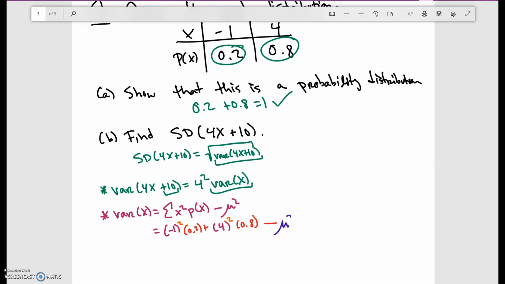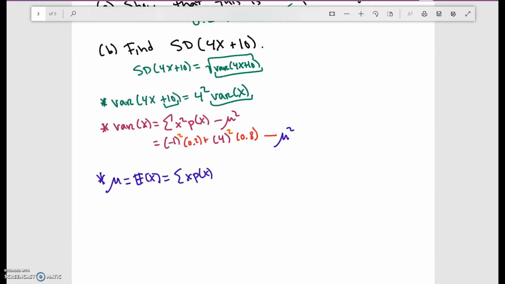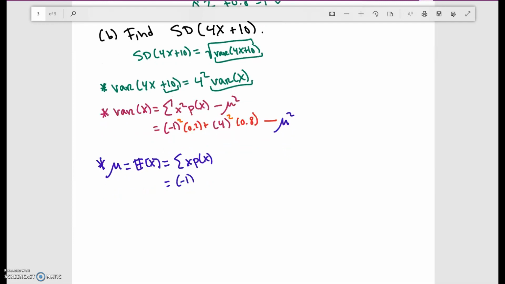It doesn't seem like I know what mu squared is, but I can figure that out. Mu is just the expected value of x, and the expected value is the sum of x times p of x. The first x is -1, multiplied by its probability, plus 4 multiplied by its probability. This is going to be -0.2 plus 3.2. I'm going to add those, and what I get is 3. So mu is equal to 3.